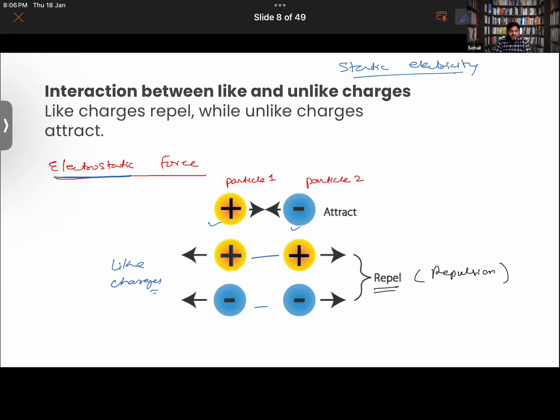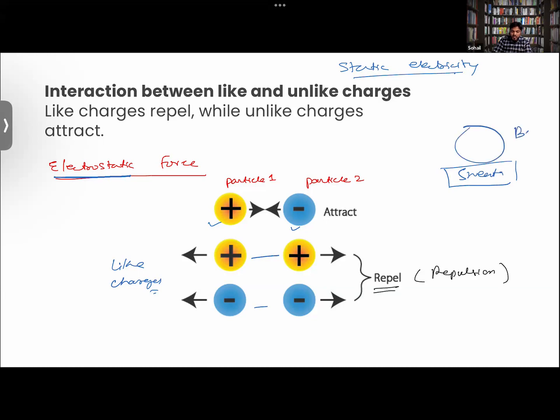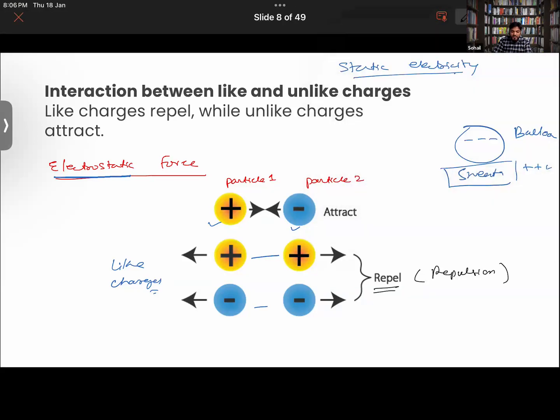And how are static charges developed? They develop as a result of friction between two objects, when two objects are rubbed across each other. Several times we have studied this. For example, when you have a sweater and a balloon and you rub them across each other, the sweater develops positive charges and the balloon develops negative charges. So here we are talking about static electricity.